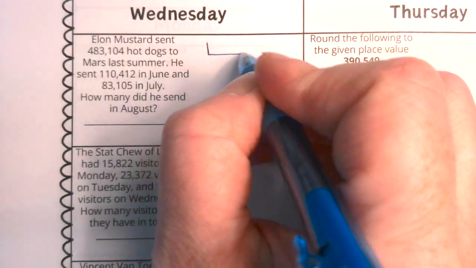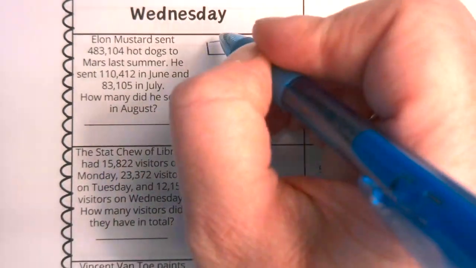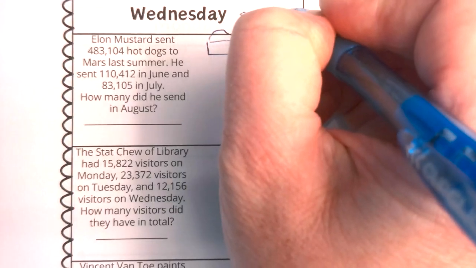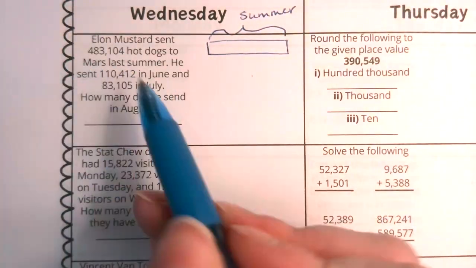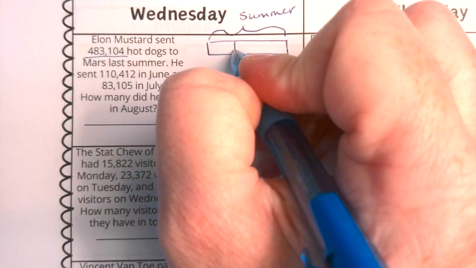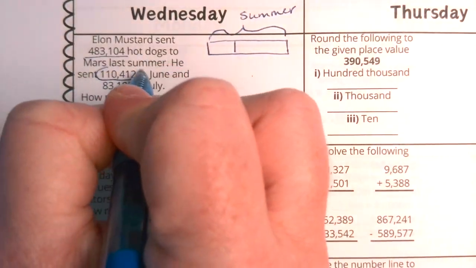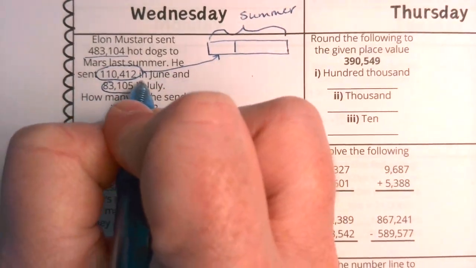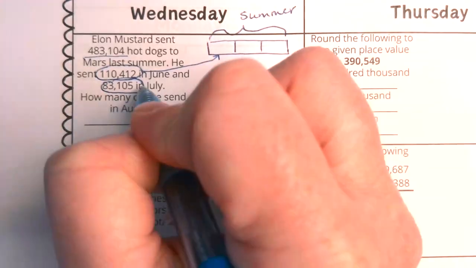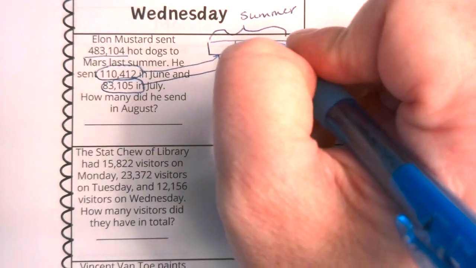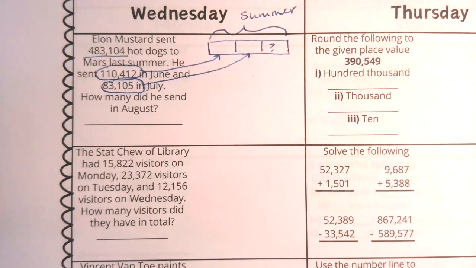Well, boys and girls, think about it. This is the entire summer, right? In the entire summer, we know that he sent this amount. We already know the amount that was sent in June. This is the quantity that was sent in June, and this is the quantity that was sent in July. We could label that here. We need to know what the missing amount is, and that is how much was in August.